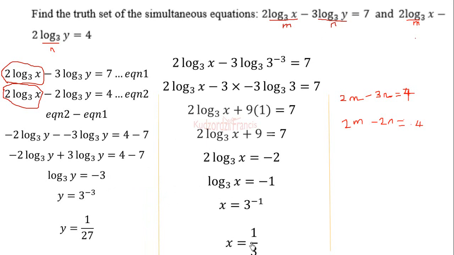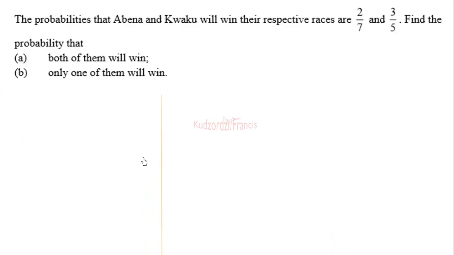Now let's look at another question on probability. So the probabilities that Abner and Kweku will win their respective races are 2/7 and 3/5. Find the probability that both of them will win, and that only one of them will win. So the probability that both of them will win, let's look at that one first.